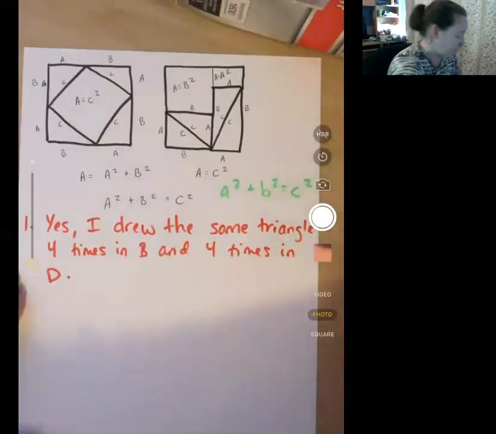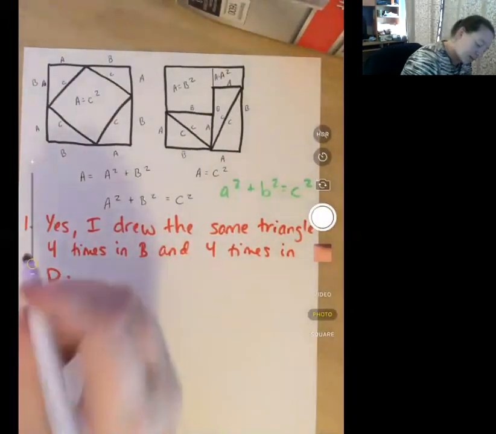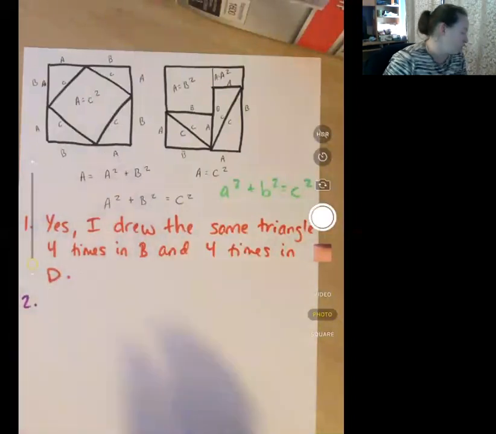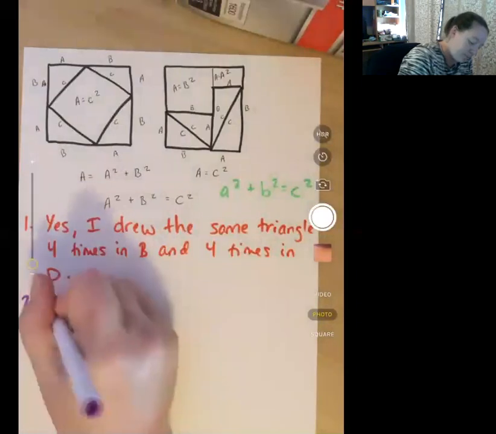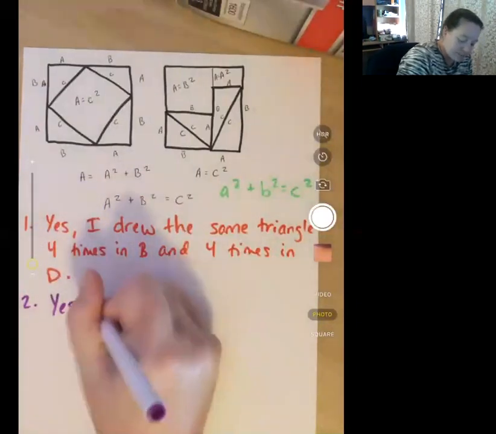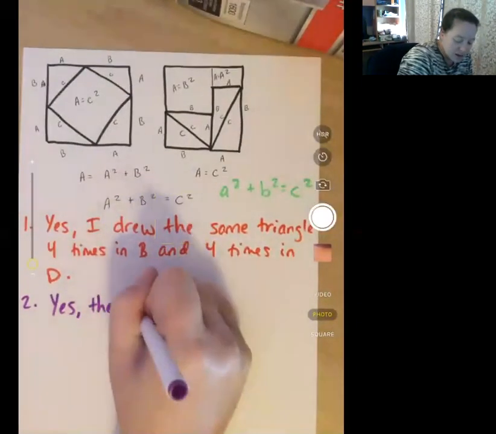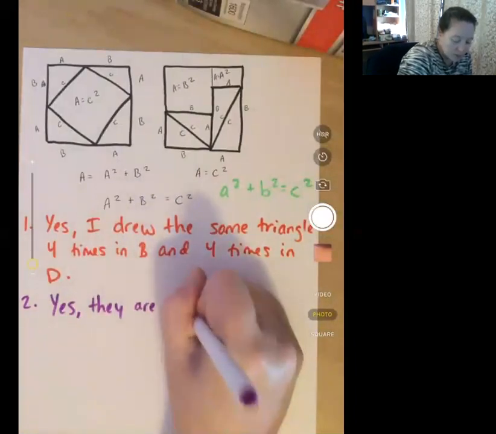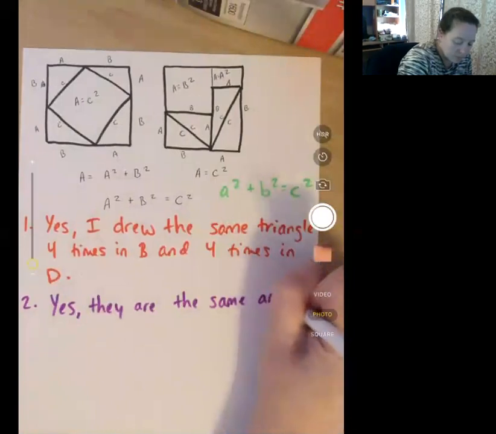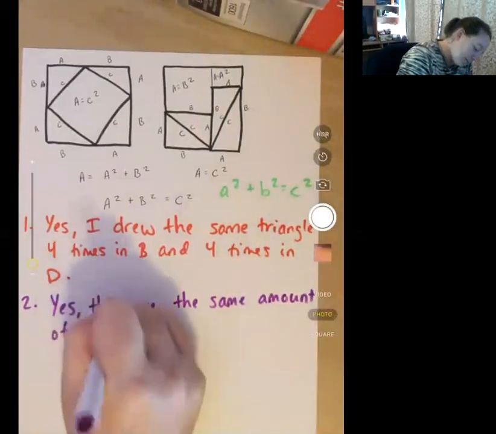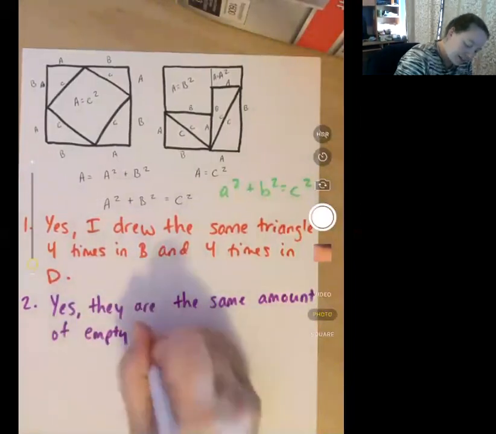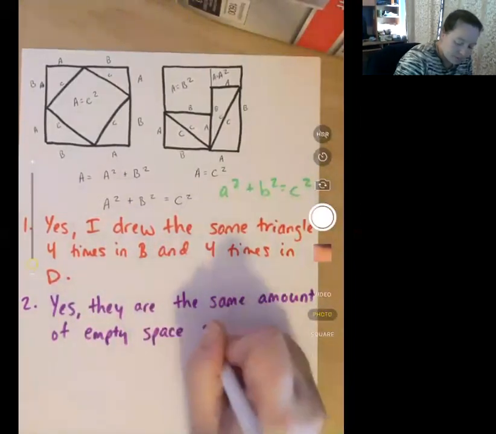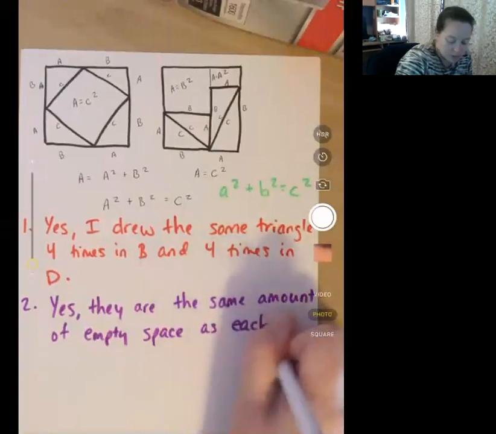Number 2, explain whether the unshaded regions in figures B and D have the same area. Yes, they are the same amount of empty space as each other.